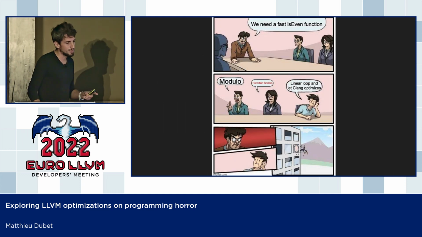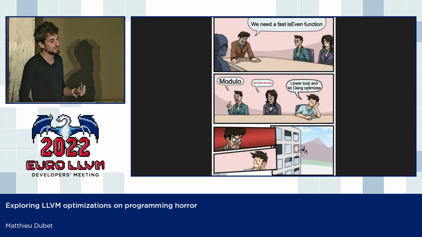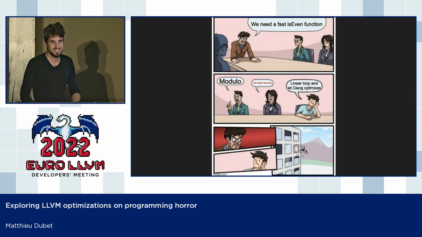Okay, and this talk is kind of a joke, so please don't expect Clang to always optimize your bad code. If someone asks you to write a good isEven function, please use the modulo one and don't write a linear loop and ask Clang to do the job for you. And that's it.